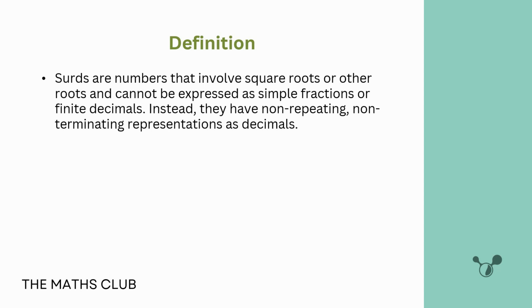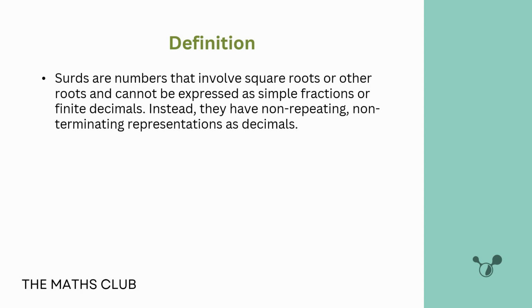So let's break down that definition. First is that it has a root. You see that root, I'm sure you know the symbol for root. And then the second thing is that it cannot be expressed as a simple fraction. So you cannot have it like maybe 1 over 2. No, because 1 over 2 is 0.5. But when you have something like 1 over root 2, by the time you do it, it has a very, very long value.